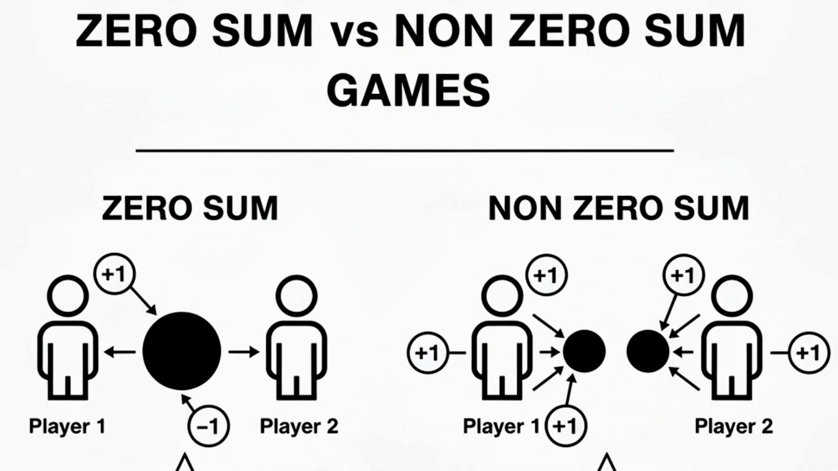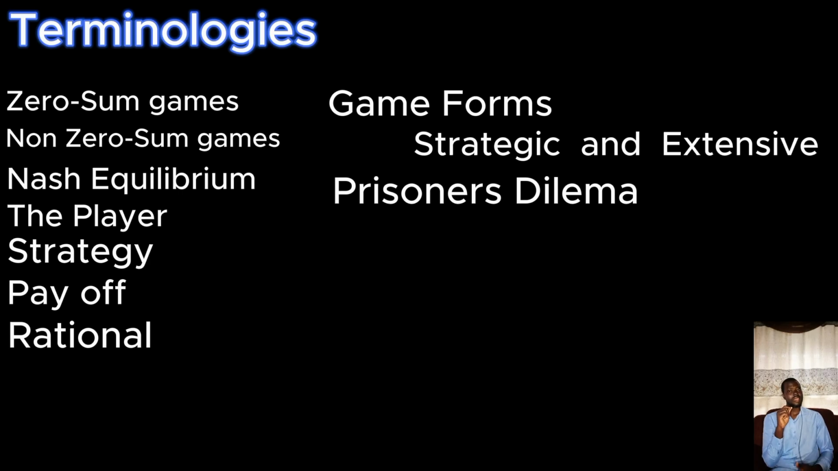This is where both players can win big or both can lose big. This is the reality of most economic and political situations. The most common example of a non-zero sum game is the prisoner's dilemma. Imagine two suspects arrested for a crime. They are held in separate cells, unable to communicate. The police offers each of them a deal.